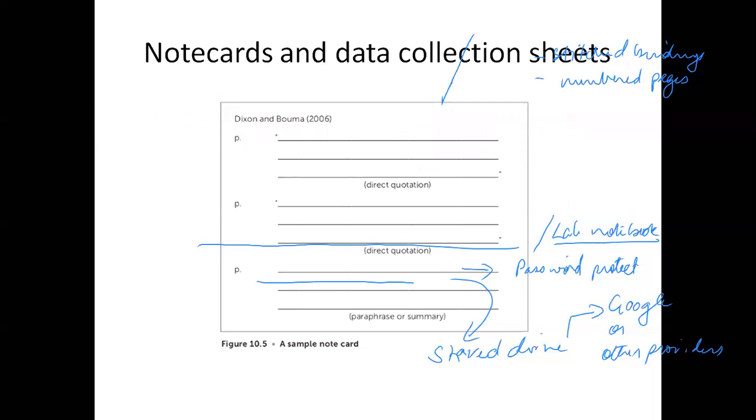Now, this is an image from your textbook. This is considered a note card. A note card is a piece of paper or a card which has space in quotes for direct quotations as you're interviewing people or observing people saying stuff as part of your research process. So you can write the direct quotes there, and it also has room for paraphrasing or summaries.